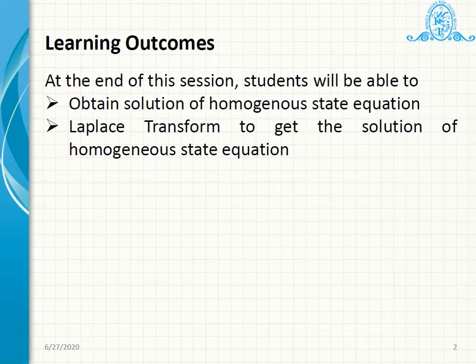So getting the solution of this x dot is equal to Ax plus Bu, that is the discussion point for today's lecture. Now we need to understand that when the state equation is x dot is equal to Ax plus Bu, if we make u is equal to 0, we get x dot is equal to Ax. That sort of equation is called a homogeneous equation. When there is no input, we call that type of equation a homogeneous equation.